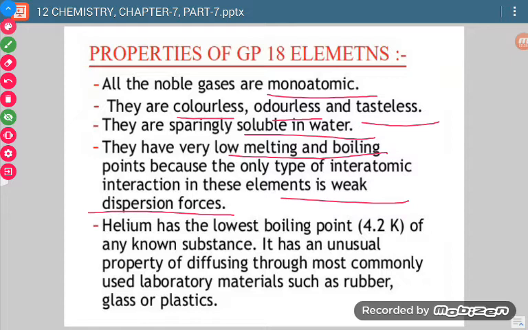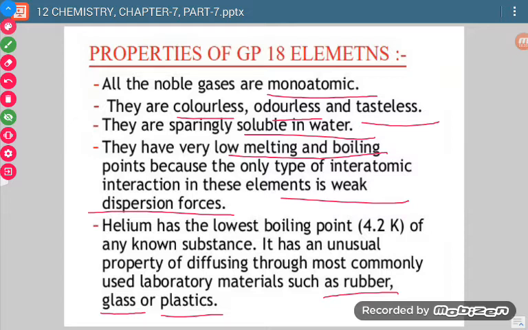It has an unusual property of diffusing through most commonly used laboratory materials such as rubber, glass, or plastic. So it can diffuse through those substances which we are using in the laboratory.